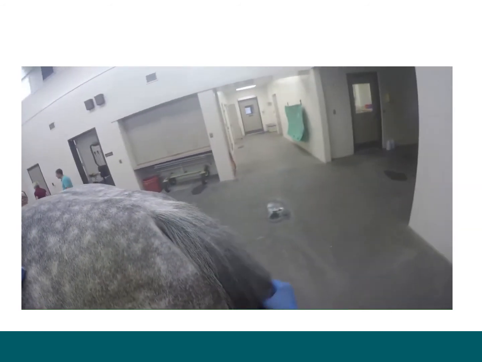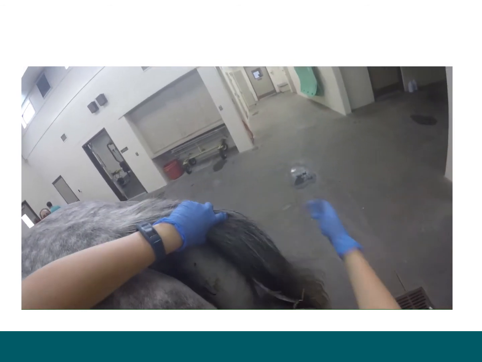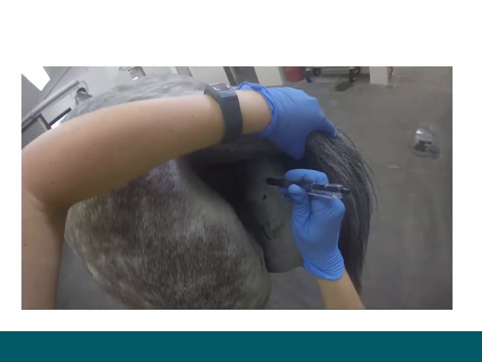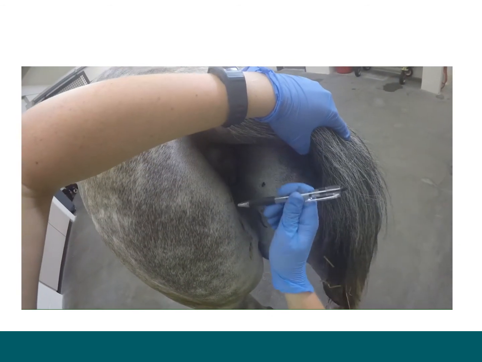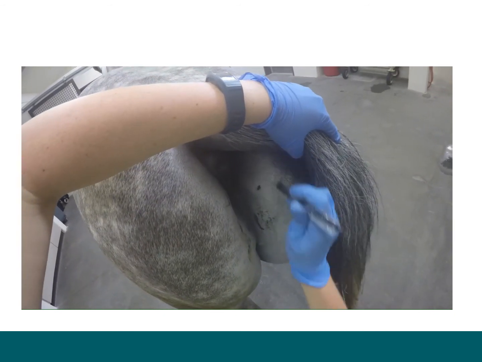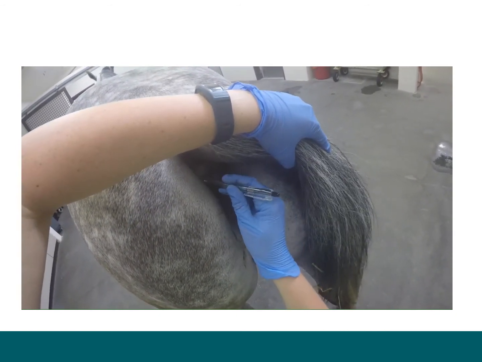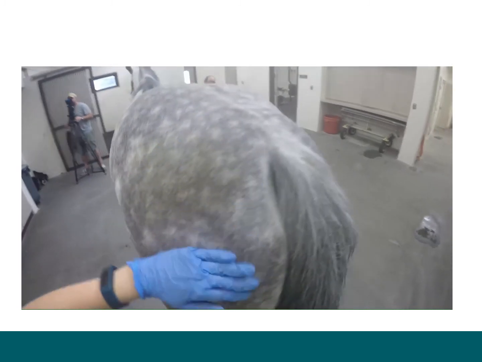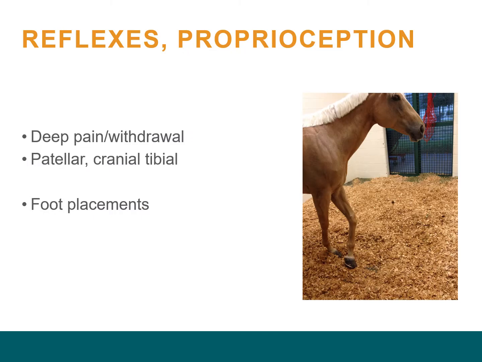And then without getting yourself kicked, come back, feel for tail tone, and then look for perineal sensation and tone. So again, as we poke along there, they should just clench their muscles and then do a little bit of anal retraction. So again, always be careful, especially in a young horse. This was a super well-behaved, very lovely gelding, but obviously be careful when you're directly behind the horse just poking them in the bum.